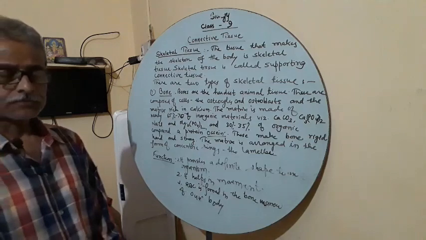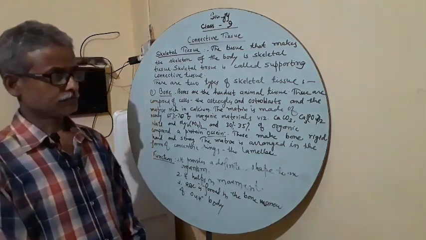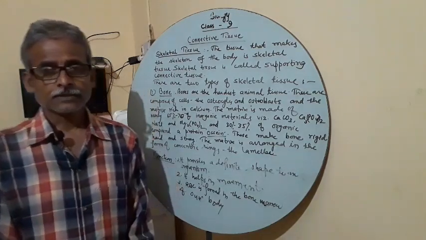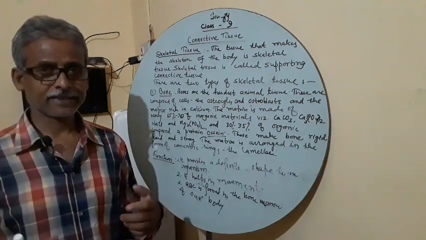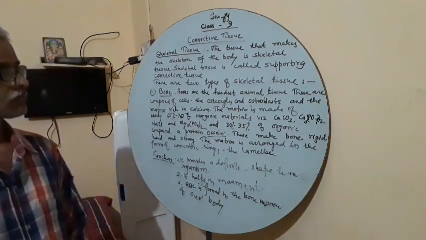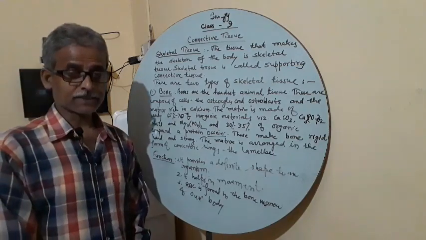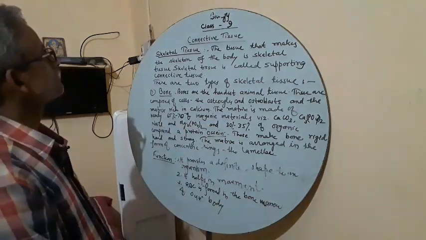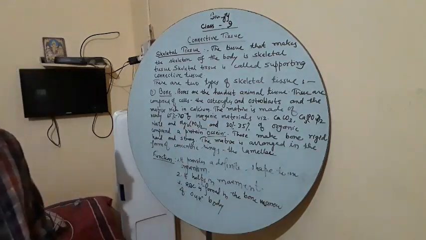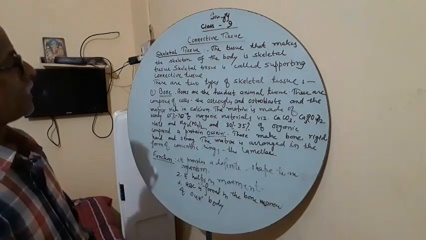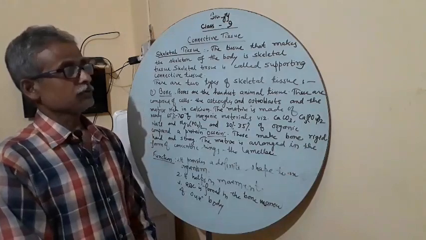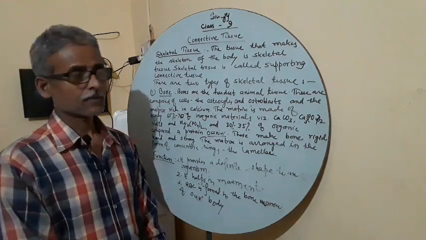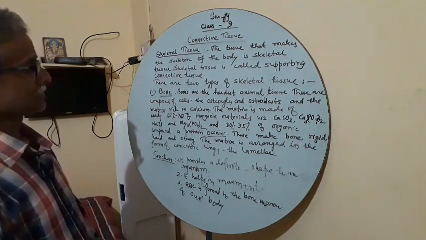We know that our body has a skeleton. This skeleton gives a proper shape to our body. Due to this skeleton, we can move our body from certain points, certain joints. The tissue that makes the skeleton of the body is called skeletal tissue.